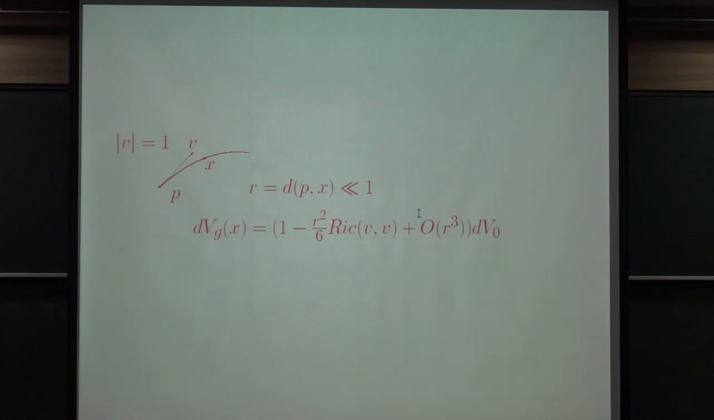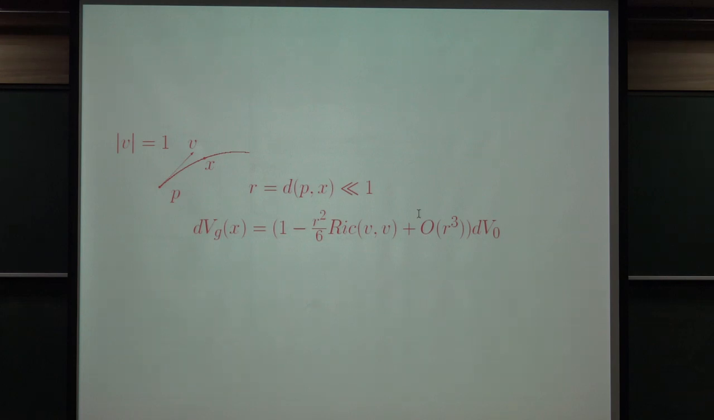In geometry classes, they basically tell you how to define curvature in terms of metrics analytically, then prove a theorem like that. But you can actually use this as a definition. You look at a fixed point P and a nearby point, and you join these two points by a shortest curve, which we call a geodesic. Then v is the unit vector pointing in the direction of the geodesic. Assuming the two points are close to each other, you compute the volume form at point x against the volume form at point P, which I write as dV0, meaning the volume form at point P.